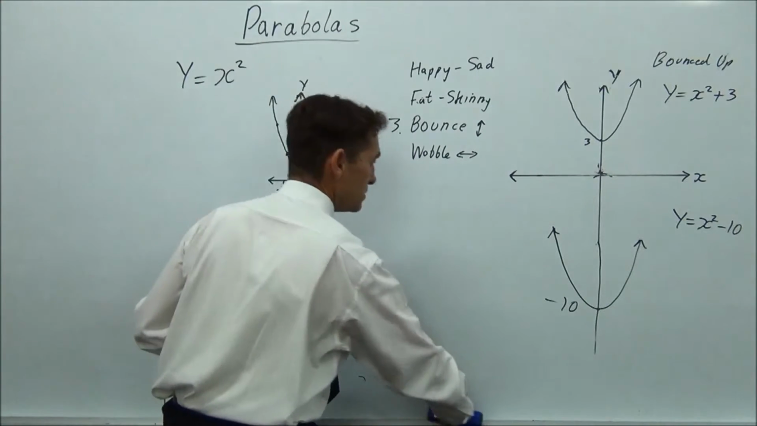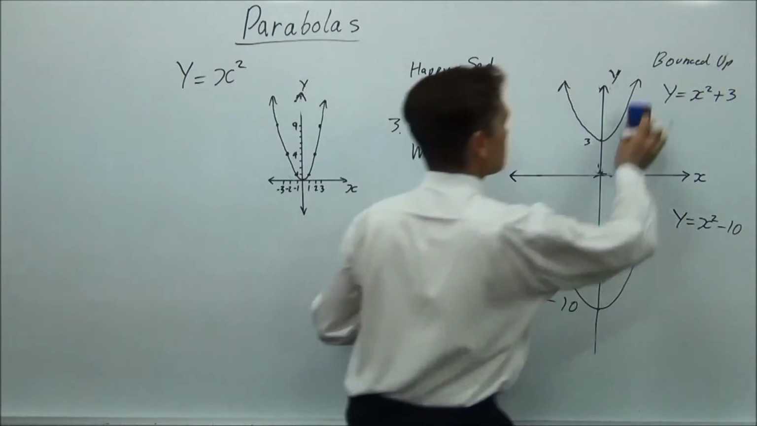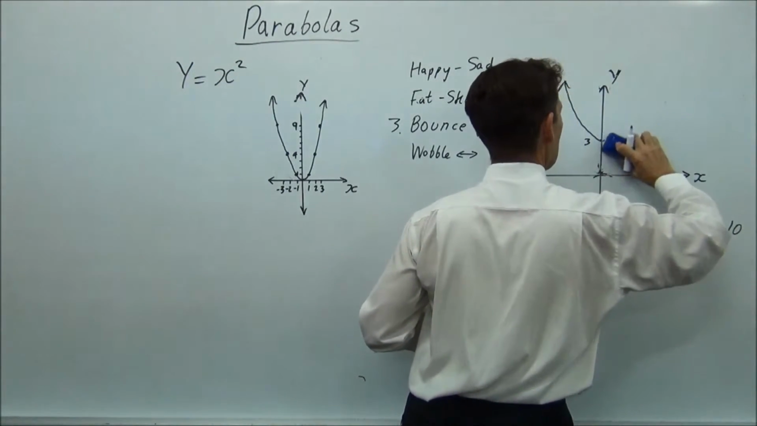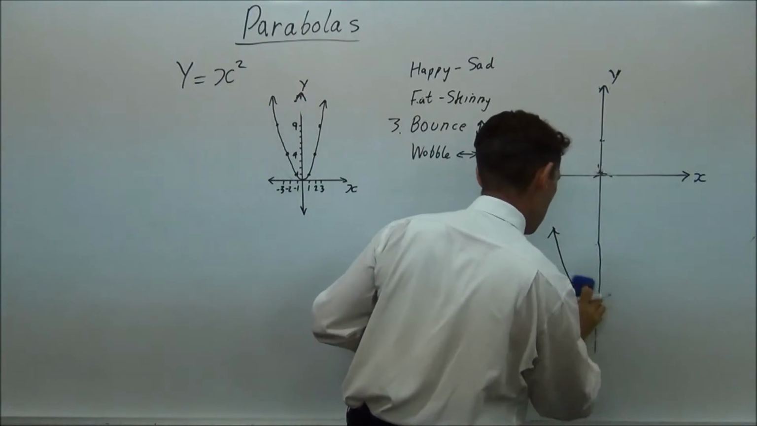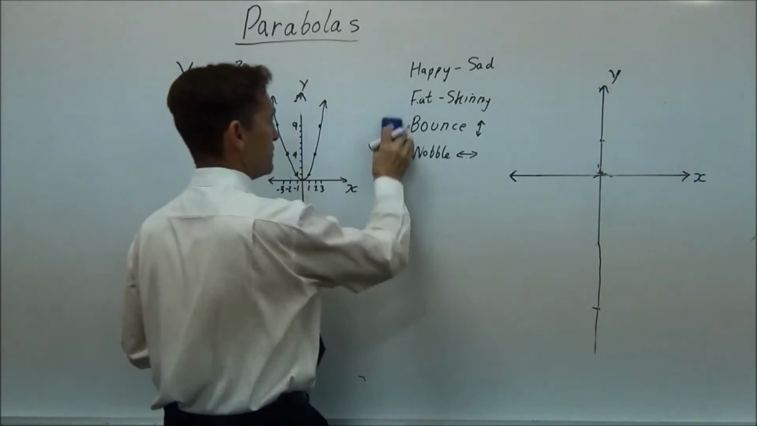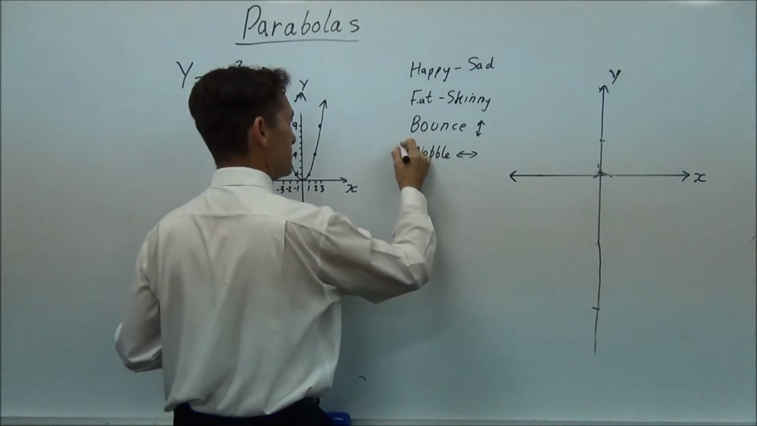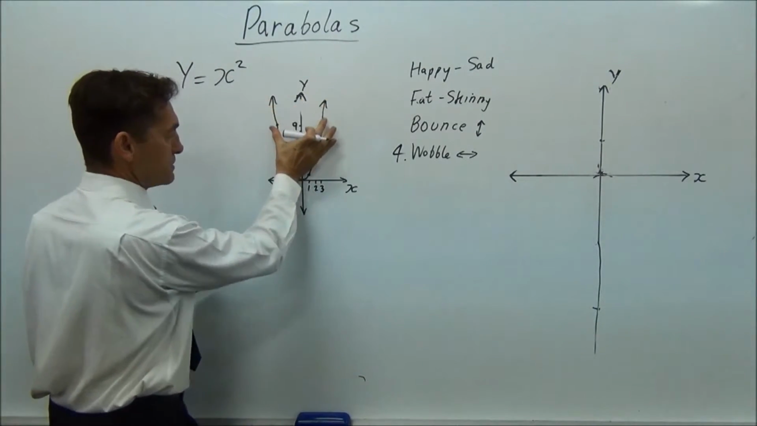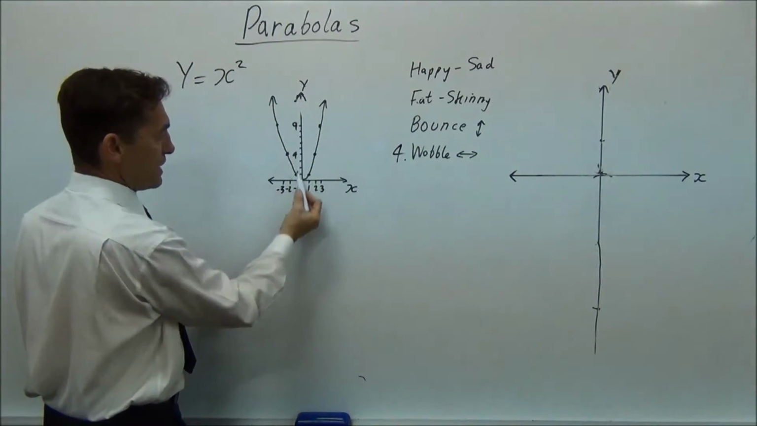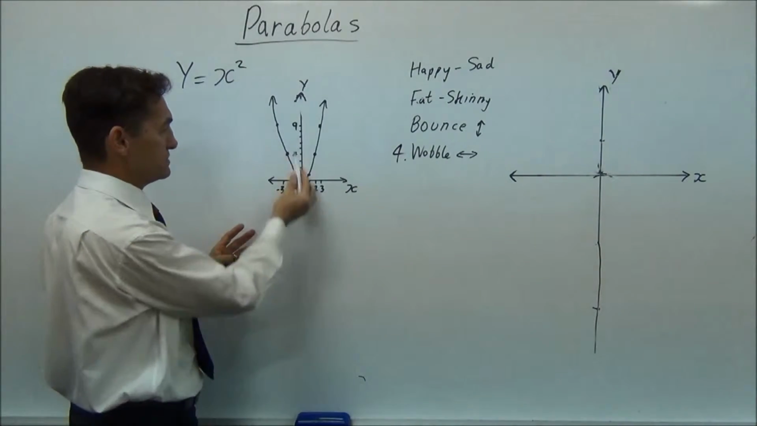Then you've got wobble. Let's do wobble. So that's the third one, bounce. This is the fourth one, which is wobble. Wobble is side to side. All the ones we've done so far are centred on the y-axis. They haven't moved anywhere. They're all centred.